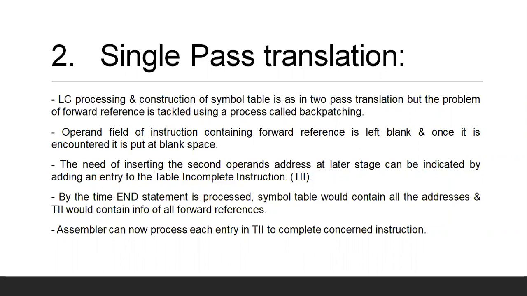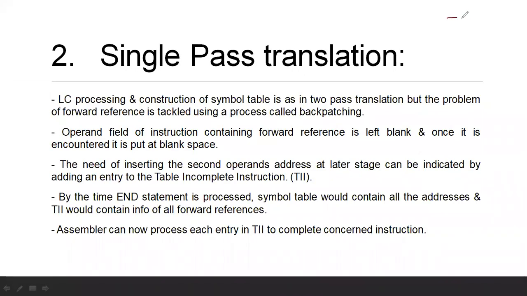Now, here LC processing is done, and at the same time symbol table is also constructed. But there is a problem of forward reference. Such a forward reference problem is tackled using a process called backpatching. Now, we must know what is meant by backpatching. Backpatching is the process of getting the information of a particular symbol which is present later on in the program and putting that information back into the symbol table. Such a process is called backpatching.